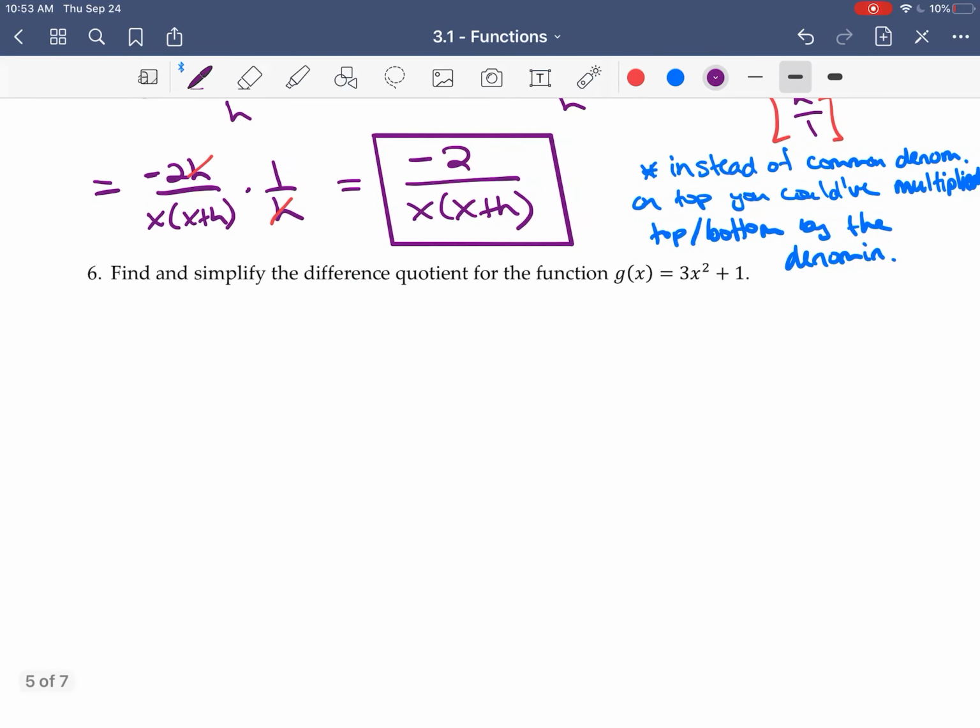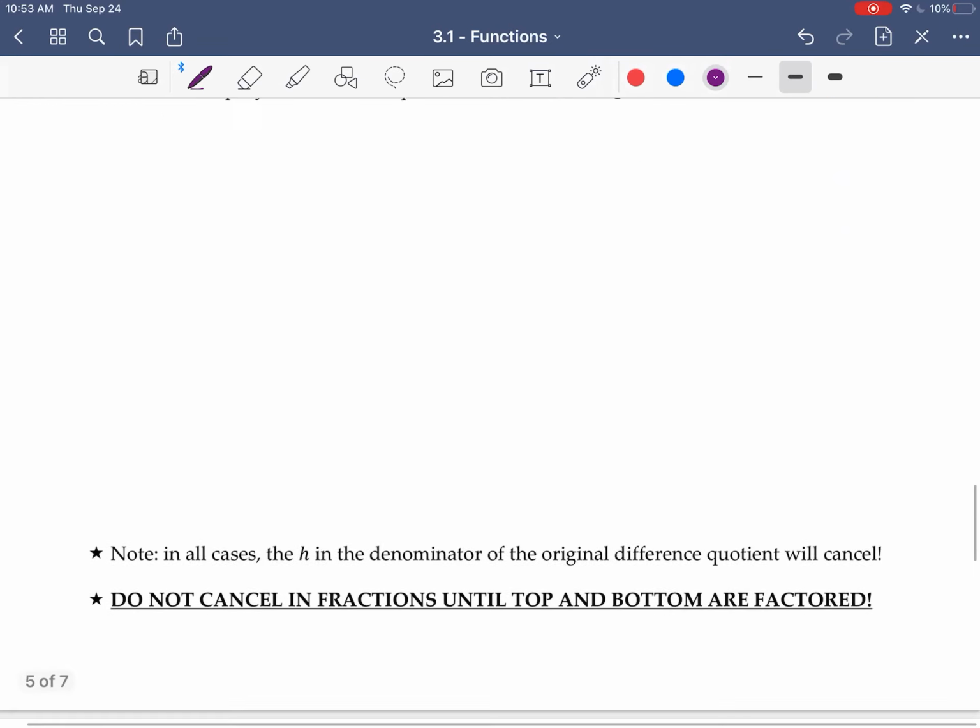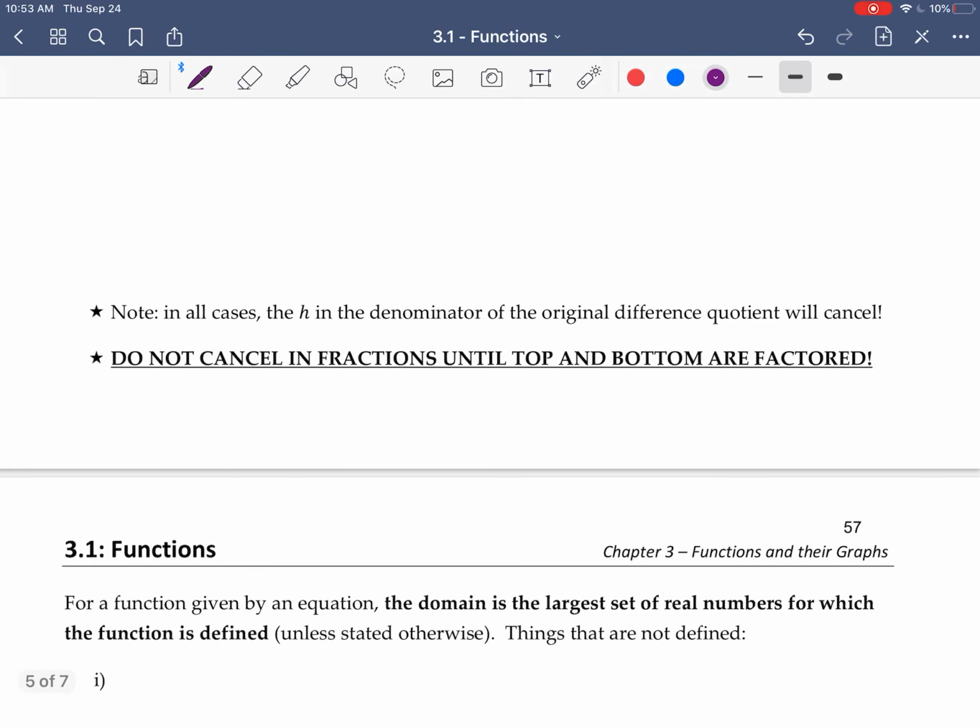So I'm leaving this example for you. It's a little bit easier than the one we just did. You want to find and simplify the difference quotient. Now, in all cases, the h in the denominator will always cancel. If you simplify correctly, that h should cancel out with the h on the top. So that's where you know you want to stop. And then you want to be careful how you cancel. Hopefully we're getting more comfortable with that.